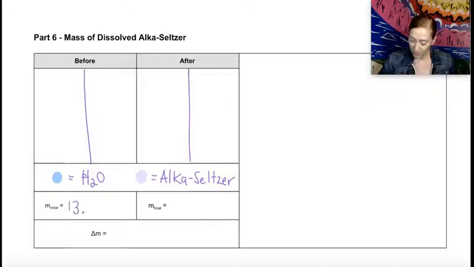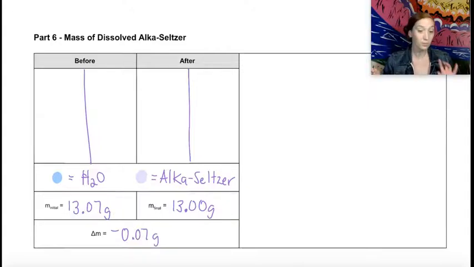This is 13.07 grams before, after 13.00 grams. So we have a loss of 0.07 grams. Now, this is really showing a loss of mass. That kind of balance calibration error, I would say, is within plus or minus 0.03 grams for the balance that we used.